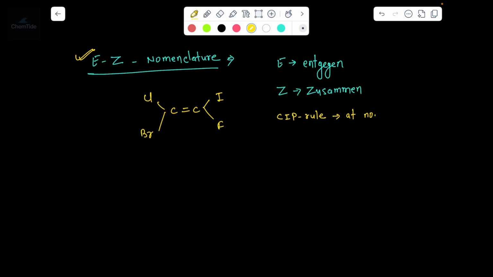So how are we going to apply the CIP rule, which is based on the atomic number? Let's see here. First check whether GI is possible along this double bond or not. We can see restricted rotation and different substituents on each side: chlorine and bromine, and iodine and fluorine, completely satisfying these 2 conditions. Now the CIP rule says to give priority based on the atomic number.